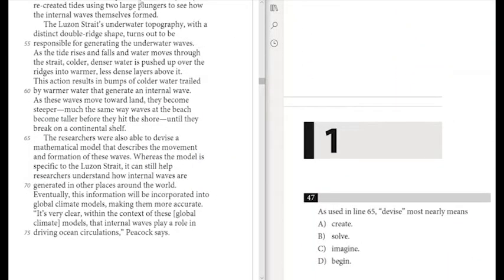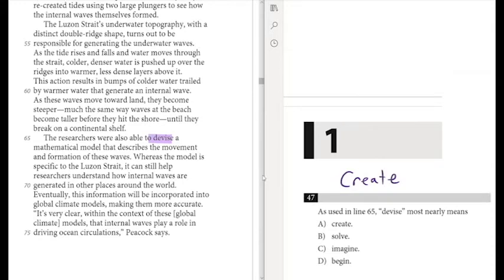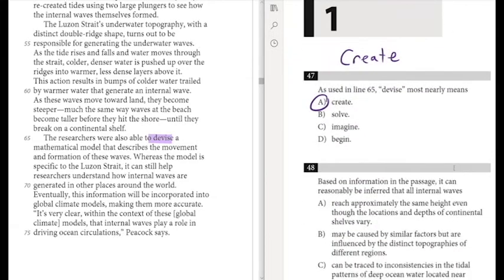Question 47 is going to be our passage-based vocabulary question, where we want our momentary main idea, and then we want to invent our own word to replace the given word. So in line 65, we're seeing the word devise, and let's go ahead and get the momentary main idea. The researchers were able to devise a mathematical model that describes the movement and formation of these waves. So in my own words, I would say the researchers were able to create a mathematical model. And coincidentally, that perfectly matches answer choice A, and that was not done on purpose.